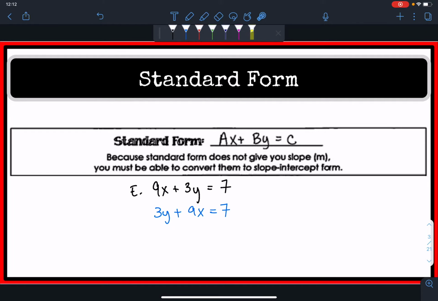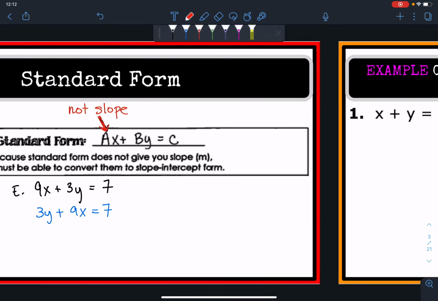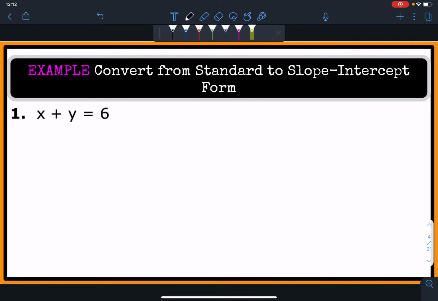And the key thing that we need to know and understand is that when it's written in this format, this number in front of our x, this capital letter A, does not represent the slope. This is not the slope. So in order to identify the slope, we have to rewrite it. So let's go over the steps on how to rewrite this.